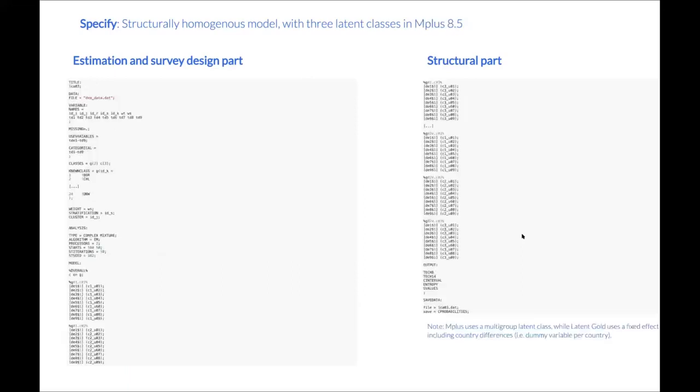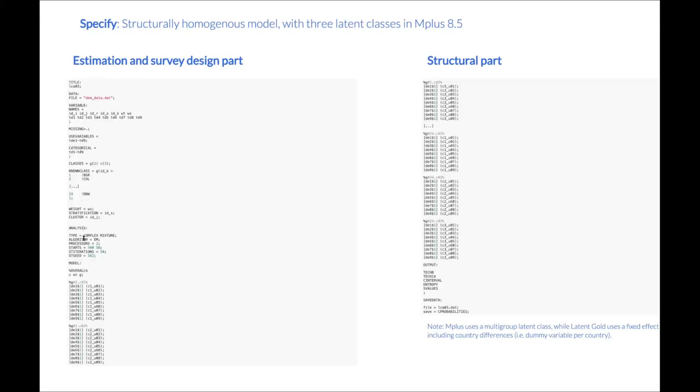If we want to do the same model, or partially the same model, with M+, M+ uses a different parameterization. You can conceive the country as a latent group, but as an observed latent group, and what it's doing is fitting a multi-group latent class analysis. You would retrieve the same expected responses that you can get from Latent Gold, but you would have more parameters in the approach that M+ is using.